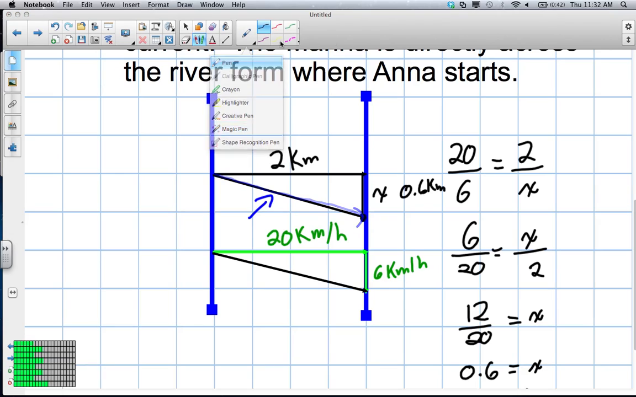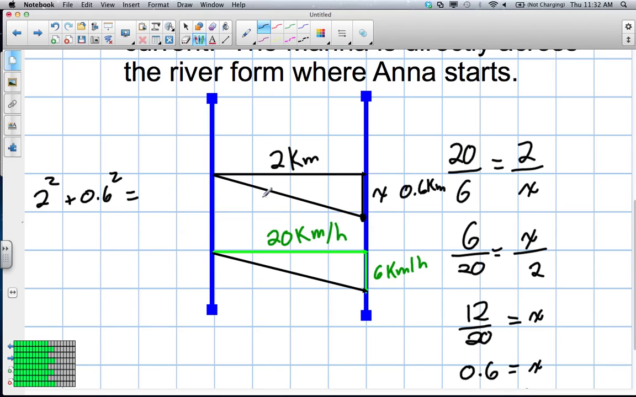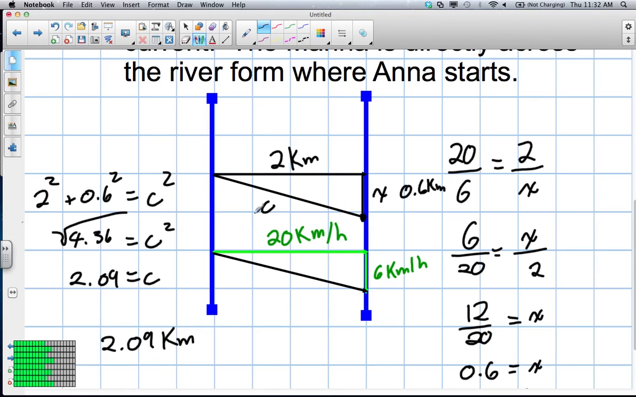What would I use to solve for this? Pythagorean Theorem. So 2 squared plus 0.6 squared is equal to, we'll just call it c, our c squared. C squared looks like it is equal to 4.36. And when we square root that number, 2.09. So the distance she travels downriver is 2.09 kilometers, and that's what our c is essentially equal to. Okay?